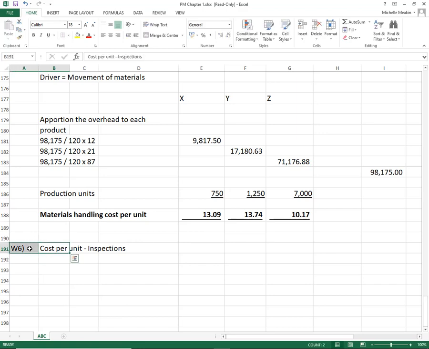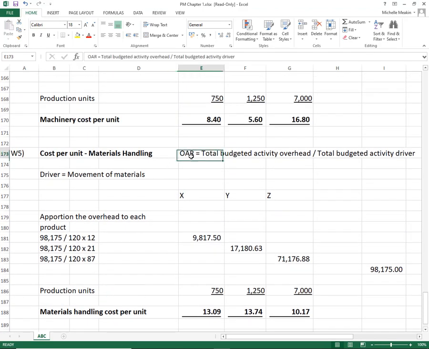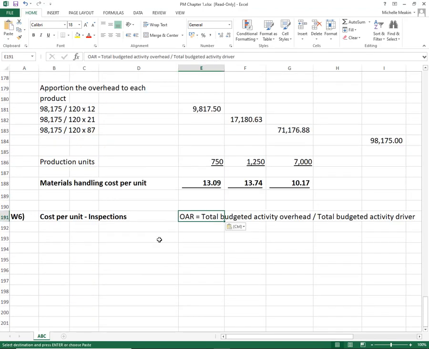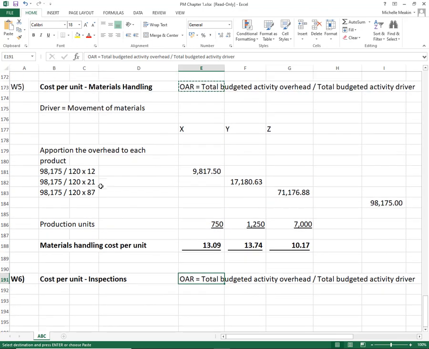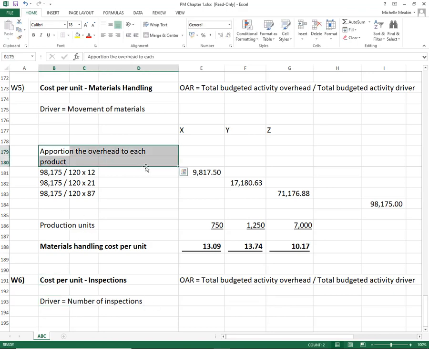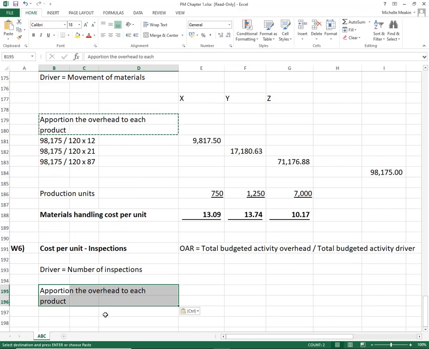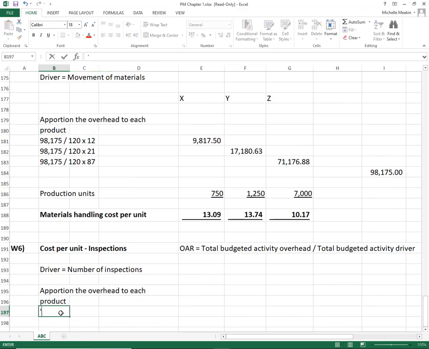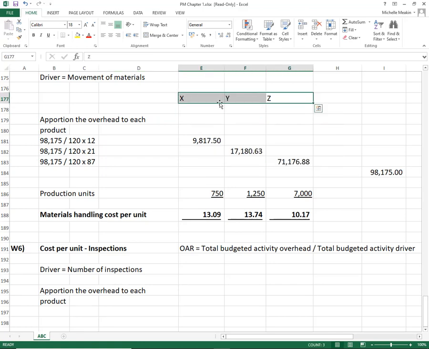Remember, the way you lay out your answer, it needs to be clear and concise so that any marker is able to follow it and know what you're doing. So again, I'm going to work out what is my OAR for inspections. What out of the information would be the driver? It will be the number of inspections. So again, apportion the overhead that you've worked out for inspections to each unit, X, Y, and Z.